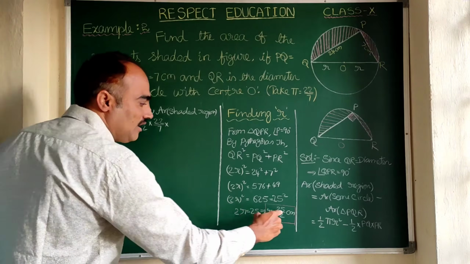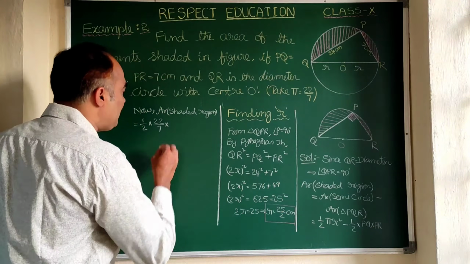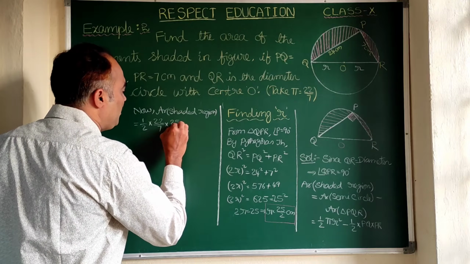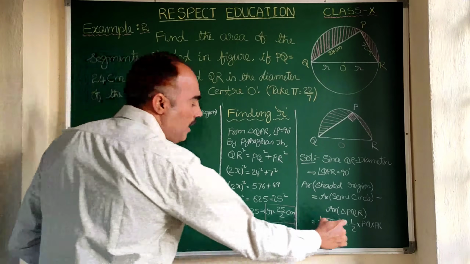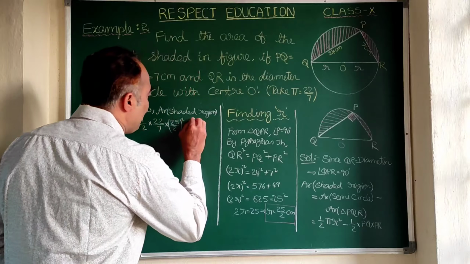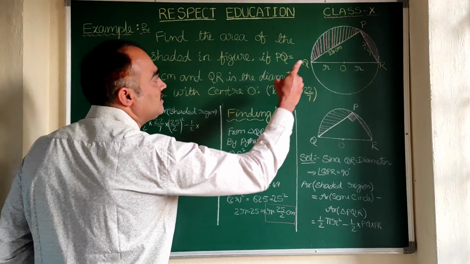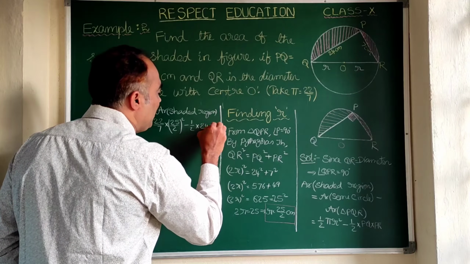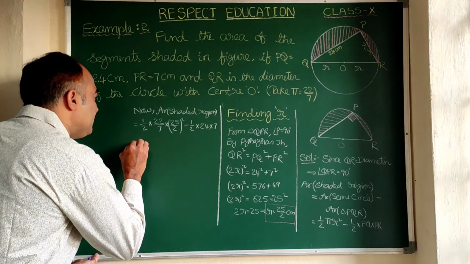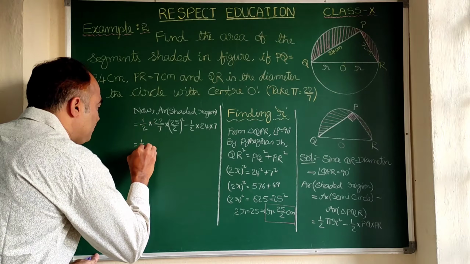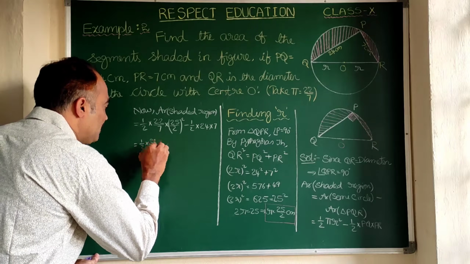into r square. R square is 25 by 2 whole square. So 1 by 2 pi r square minus half into PQ into PR. Half into PQ is 24, into PR is 7. Let us simplify this value.